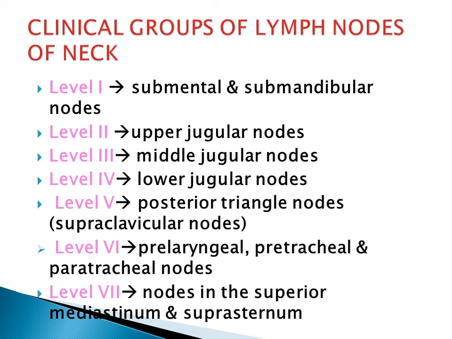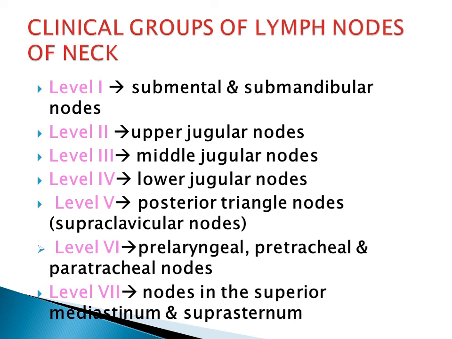So level 1 we have the submental and submandibular, 2 upper jugular nodes, 3 middle jugular nodes, 4 lower jugular nodes, 5 posterior triangle nodes. By these jugular nodes we mean those deep cervical nodes. Okay, so upper deep cervical nodes, middle cervical nodes and lower deep cervical nodes. Posterior triangle nodes, that is the supraclavicular nodes. Level 6 includes prelaryngeal, pretracheal and paratracheal nodes, and level 7 are the nodes in the superior mediastinum and suprasternum.